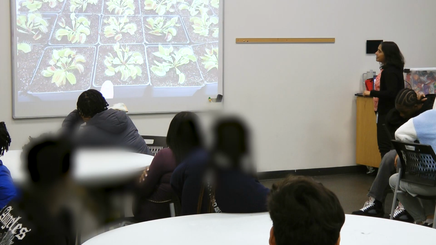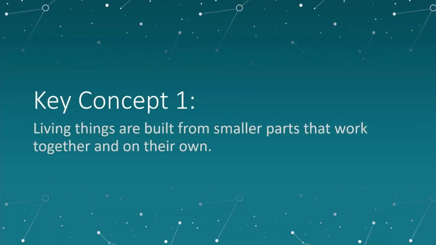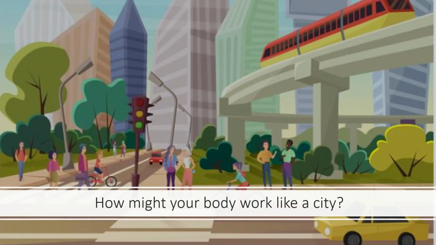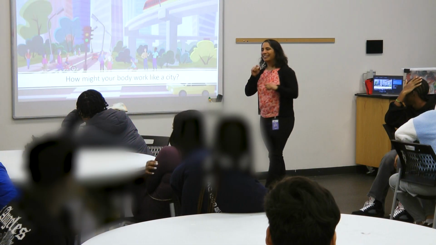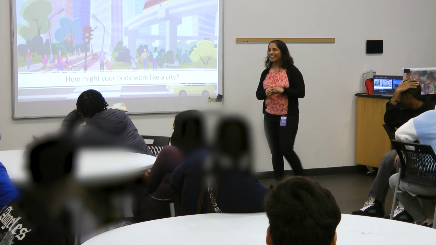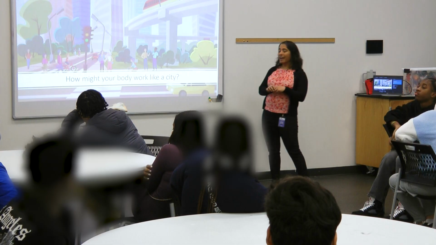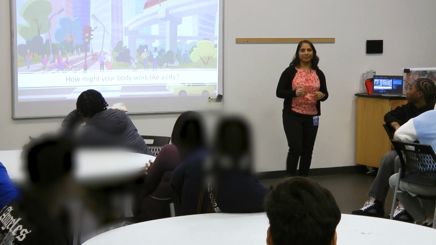So let's go through just a couple of quick ideas about mechanobiology. One is that living things are built from smaller parts that work together and on their own. So I like to think about it as your body working like a city, right? How do you think about the different ways that a city works together and how might that relate to your body? Yeah, every system is layered on top of each other. Yeah, you've got systems that are layered on top of each other.